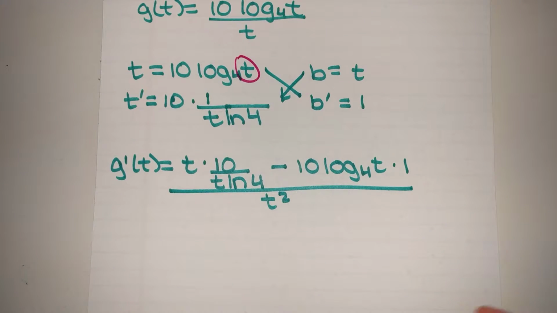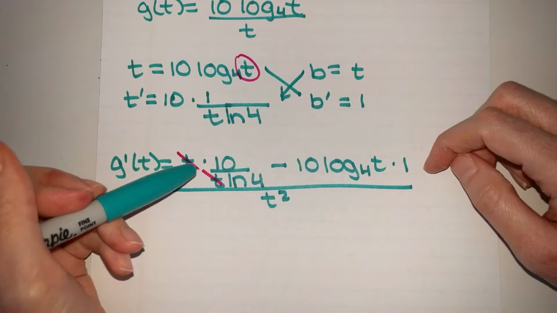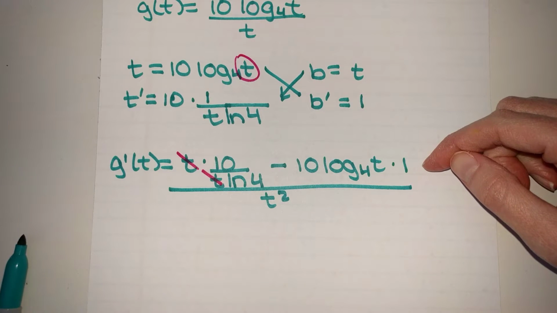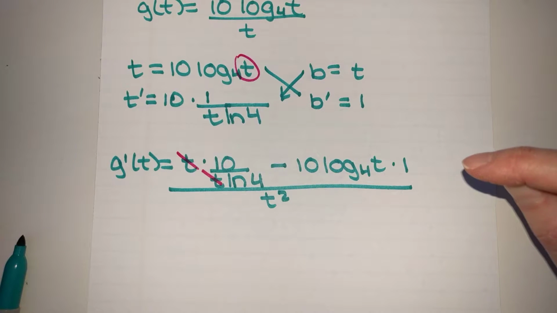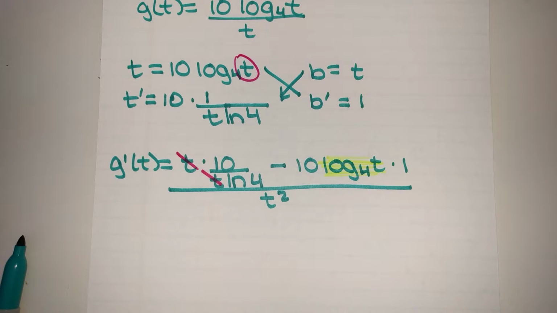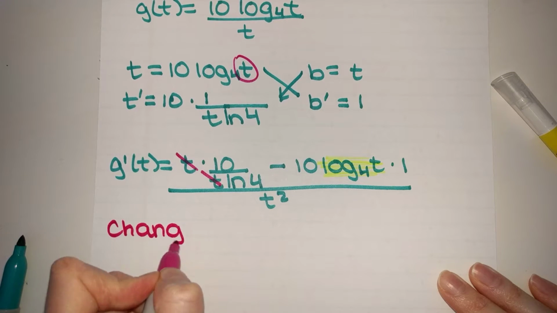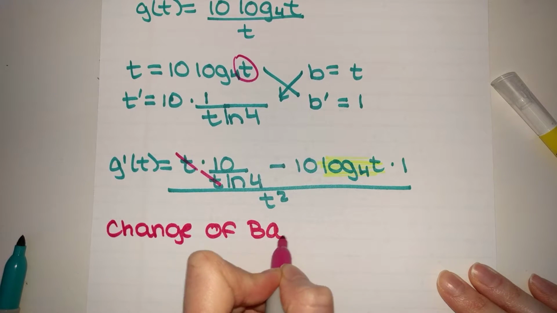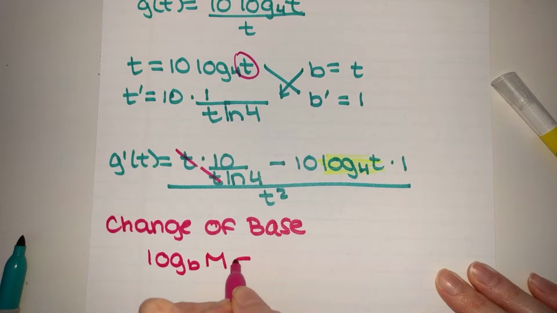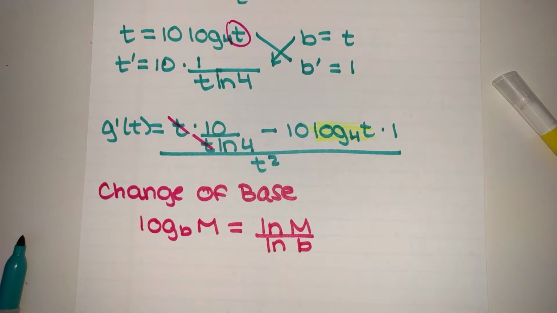Now, to simplify this, of course, it's pretty obvious that these t's are going to cancel out. And then we look at this numerator part and it's like, okay, I've got to get a common denominator of some sort. But the reality is there is a common denominator already present, because this log base 4 of t, if you remember back to your pre-calculus days, there was this change of base formula. And that change of base formula meant that log of some base b of m was going to equal the natural log of m over the natural log of the base.